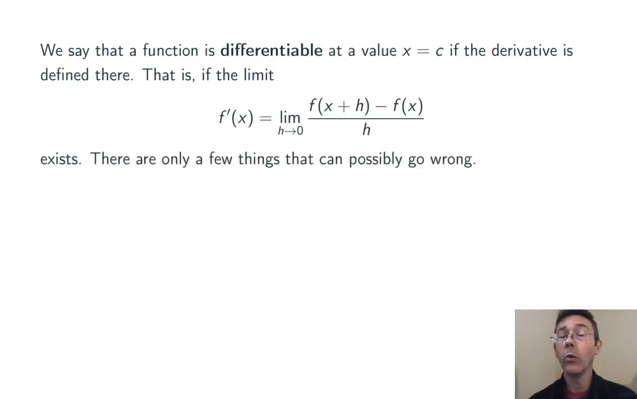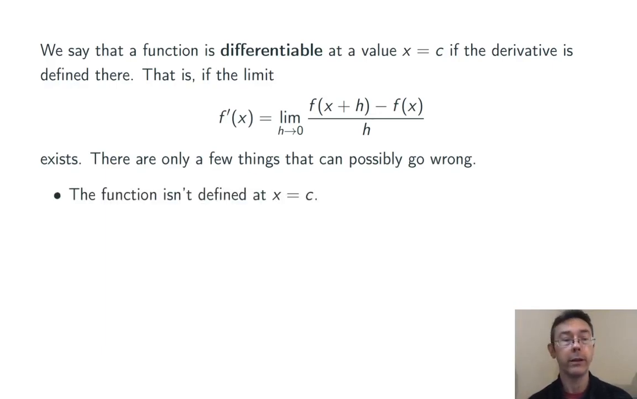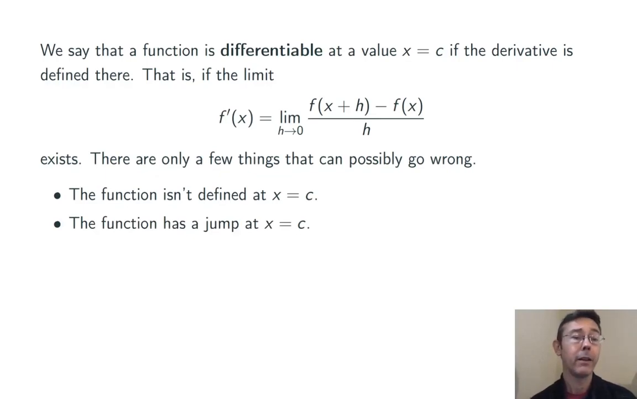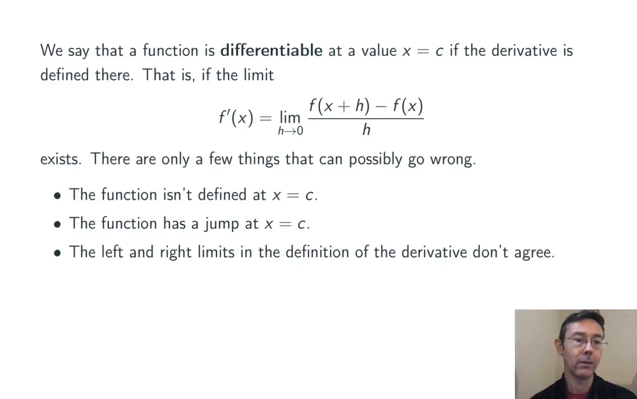Now, there are really only a few things that can go wrong, a few different ways that the derivative can fail to exist. Let's run through them really quickly. We already mentioned that the derivative will fail to exist if the function isn't defined at the value x equals c. I can't plug c into the left-hand side of this equation if I can't plug it into the right-hand side. The second thing that could go wrong is that the function f could have a jump at x equals c. And in that case, one of the one-sided limits of this expression is going to fail to exist.